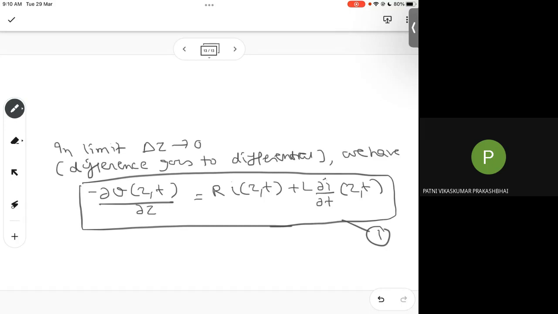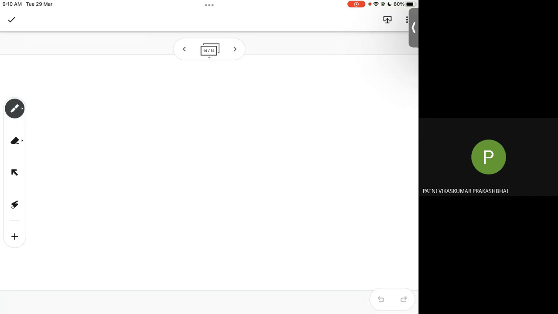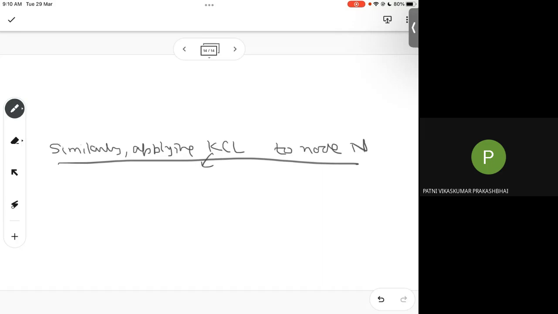Now, similarly, we apply KCL. KCL is, as I told you, Kirchhoff's current law, and that is always applied to a node N. KCL is the sum of currents. That was a loop equation, this is a node equation. So into a node, which we define as, let's say, N, the sum of currents is equal to 0. So where is my node N?